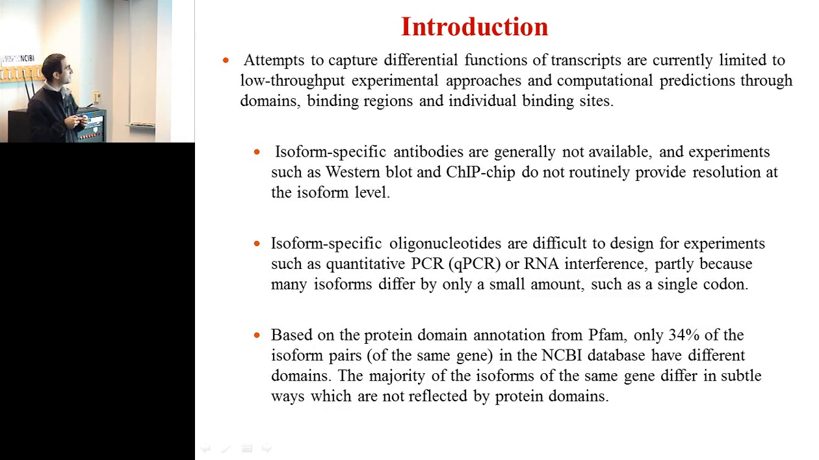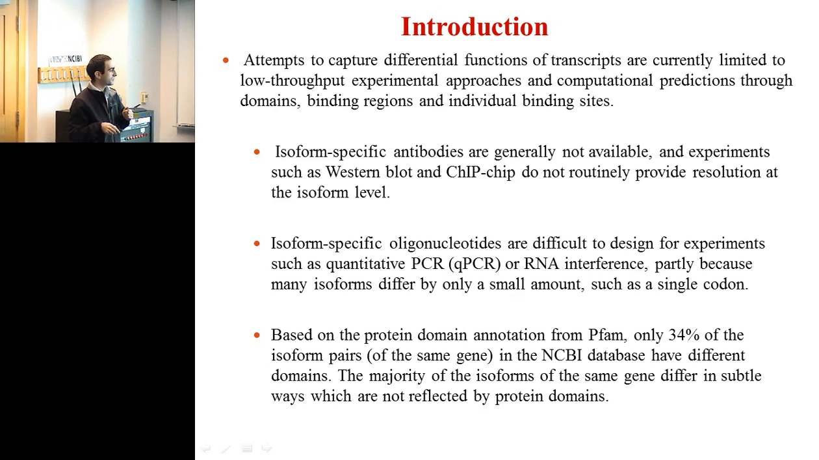But one challenge facing the experimental studies is that generally isoform specific antibodies are not available, so you cannot do Western blot or ChIP, and they don't routinely provide resolution at the isoform level. Also, isoform specific oligonucleotides are difficult to design for qPCR or RNA interference because you have very small changes between the isoforms. Computational studies that use domains are also limited, in the sense that only 34% of the isoform pairs of the same gene differ in terms of domains. The remaining ones have exactly the same set of domains, so you cannot really differentiate them.